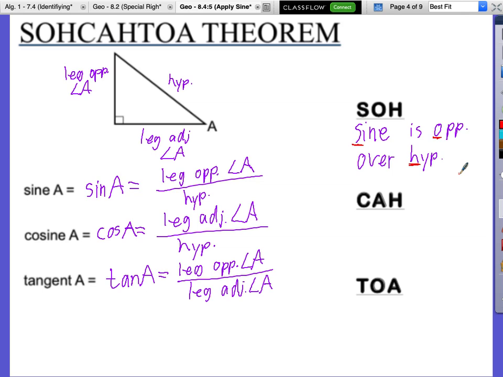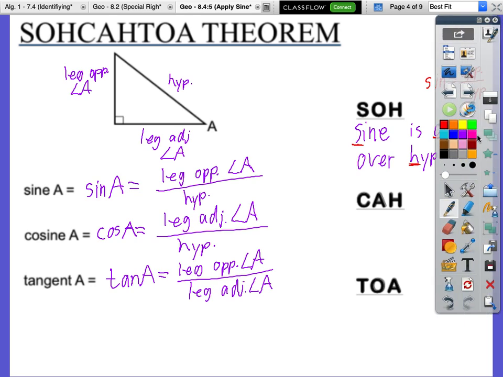And you might also see it and think this. Sine is opposite over hypotenuse. That's what SOHCAHTOA means. When I write it this way, it's a little easier for us to see the SOH in SOHCAHTOA.